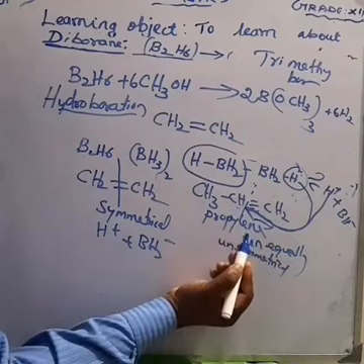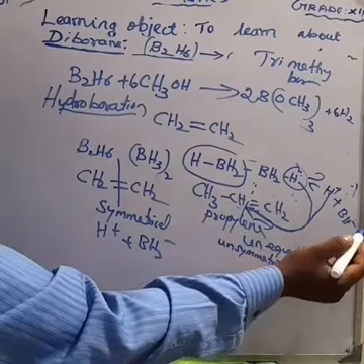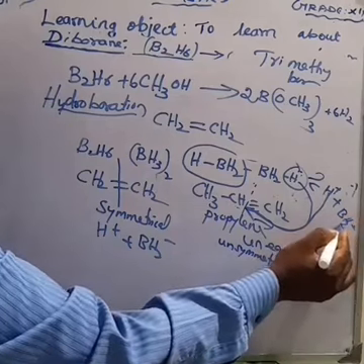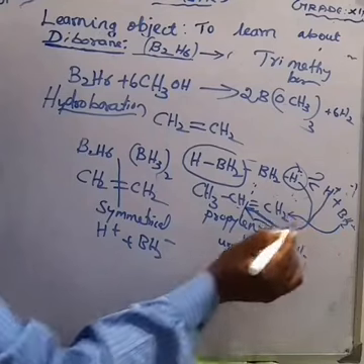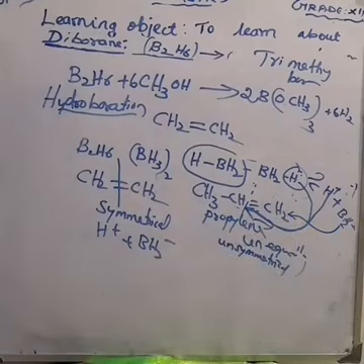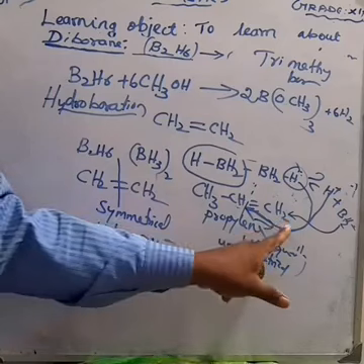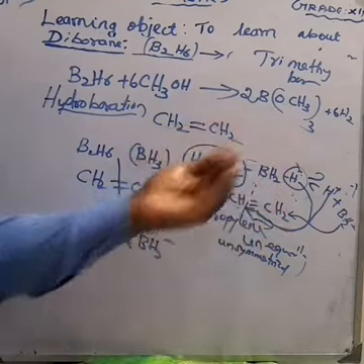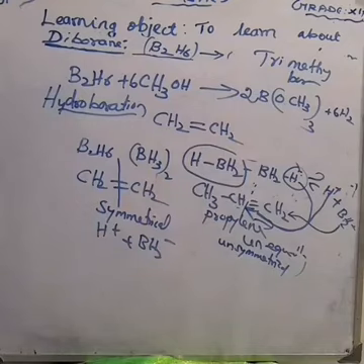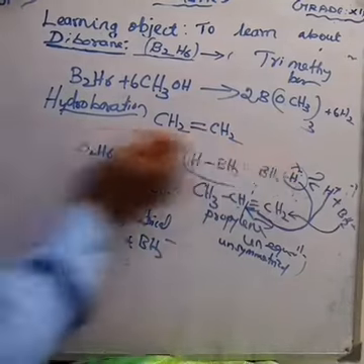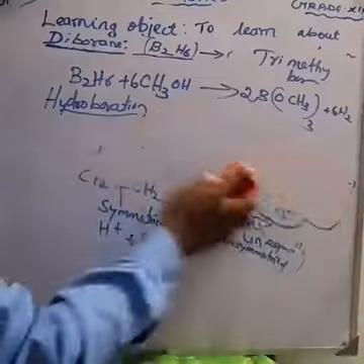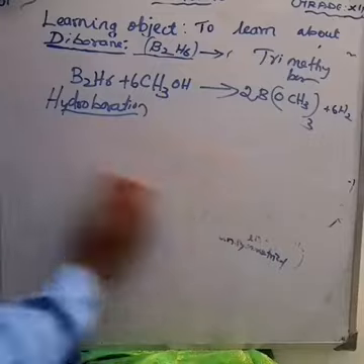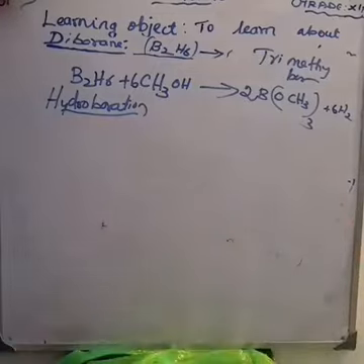You learned Markovnikov addition in the 11th grade. And the BH2 minus ion will be attached to the carbon having the higher number of hydrogens. This type of addition we call anti-Markovnikov addition. But here we are taking a symmetrical alkene, not an unsymmetrical alkene. Am I right?